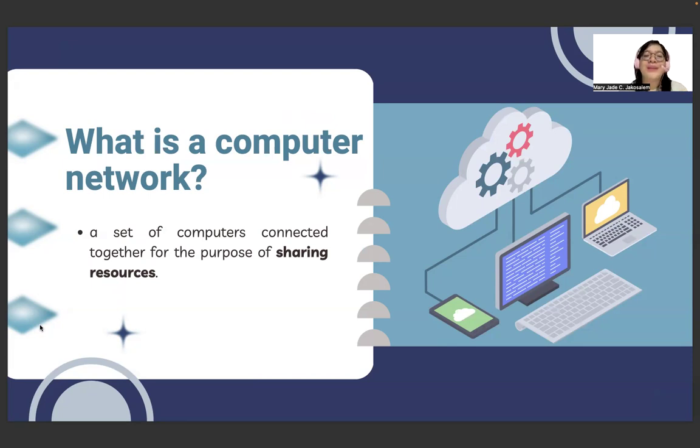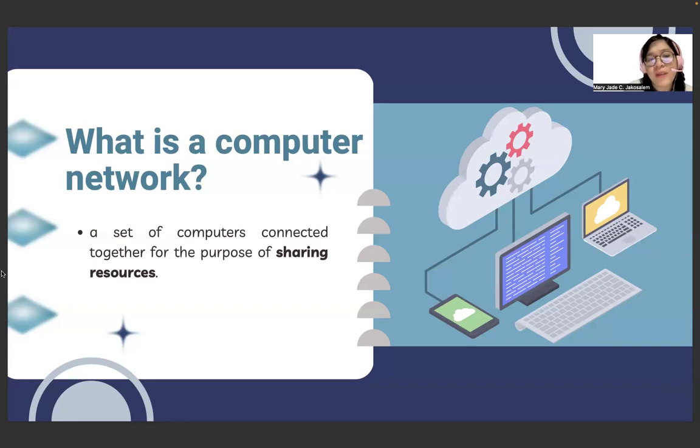A computer network is actually a set of computers connected together for the purpose of sharing resources. Now, take note. Remember that the main purpose of a network is to share resources. So it can be in the form of sharing a printer, sharing files between different computers, sharing internet access, and etc. Whatever resources that you want.